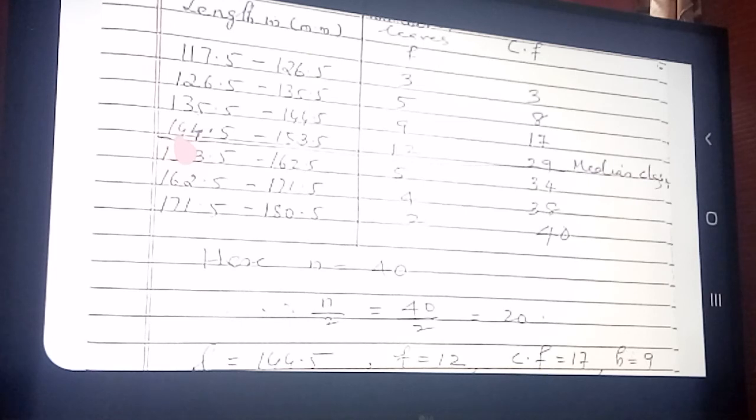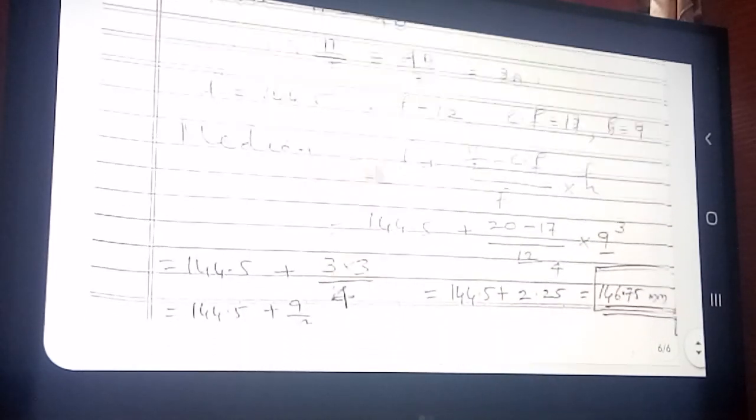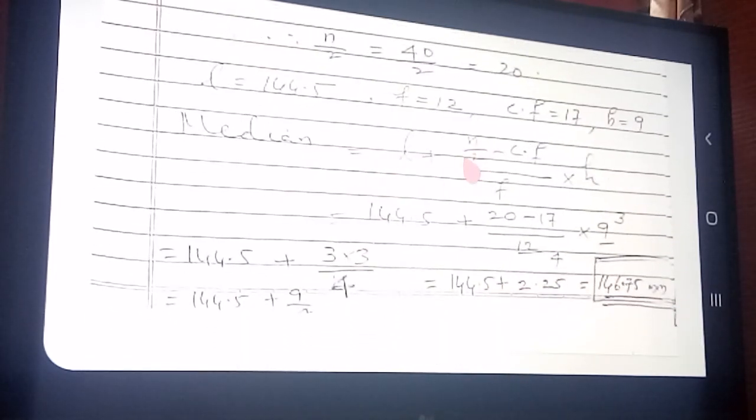So in the median class the lower limit, or lower boundary point, is 144.5, and the frequency of the median class is 12. CF is 17, and then class length: 126 minus 117.5, how much is coming? 9. Okay, all the details are written here. Calculate now. Apply the formula. Median is equal to L plus (n by 2 minus CF) by f into h.